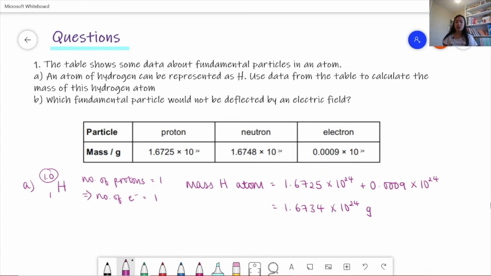Then for part B, which fundamental particle would not be deflected by an electric field? Now we have to think about the relative charges of these subatomic particles. Protons have a relative charge of +1, electrons have a relative charge of -1, and neutrons have a relative charge of 0. So it must be a neutron, because it doesn't have a charge and so it won't be affected by an electric field.